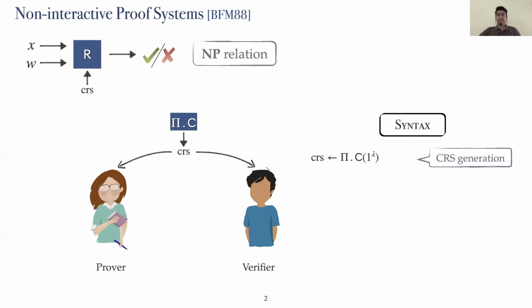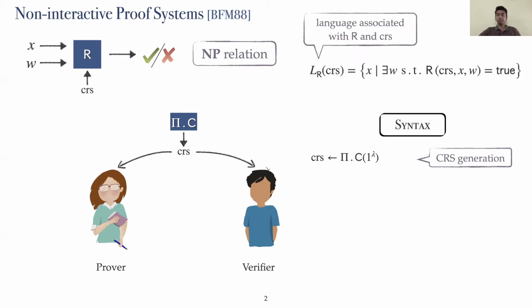We are interested in NP relations, which is when the function R is polynomial time and the size of the witness is polynomially bounded in the size of the statement and the size of the common reference string. The language associated with this relation and the common reference string is defined as the set of all statements that have a witness satisfying the relation.